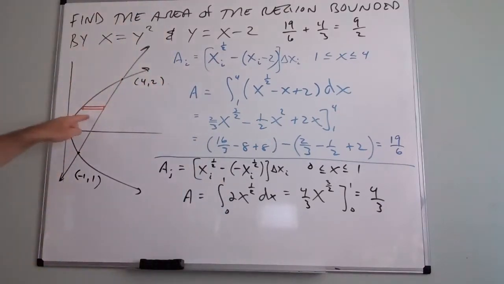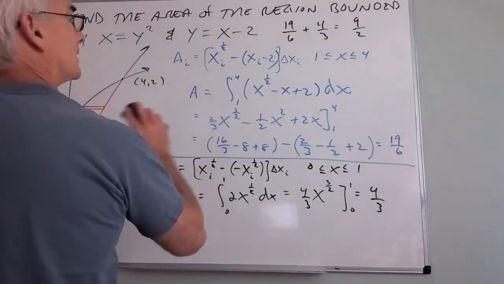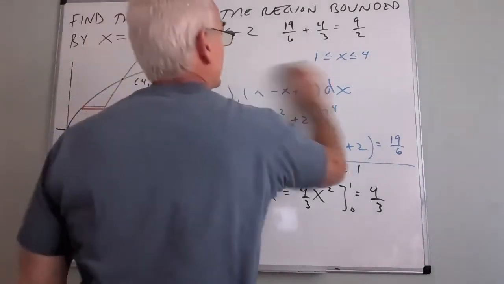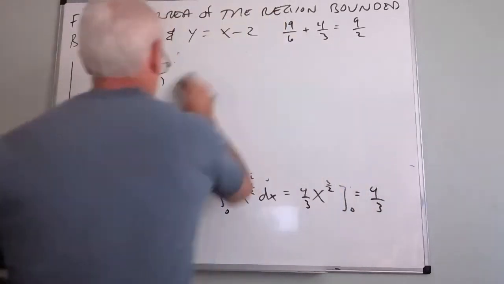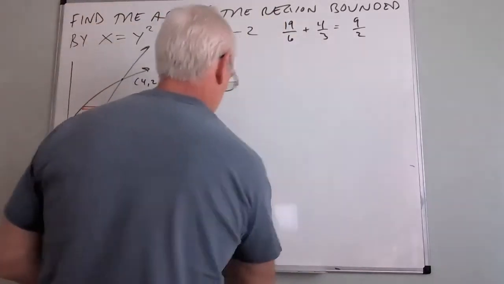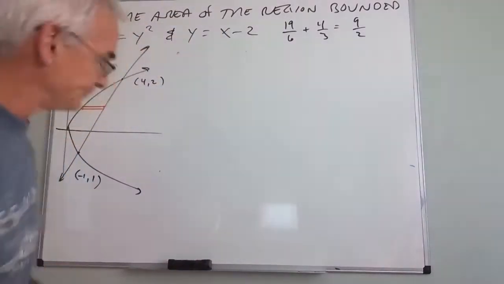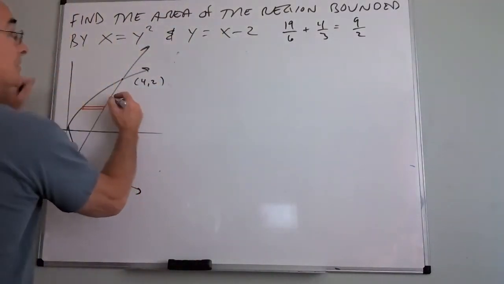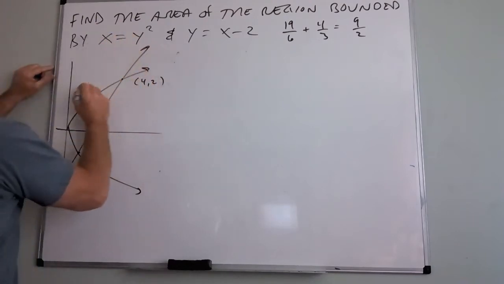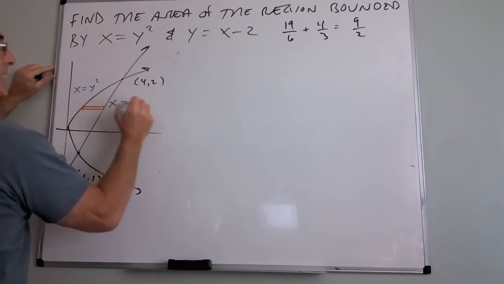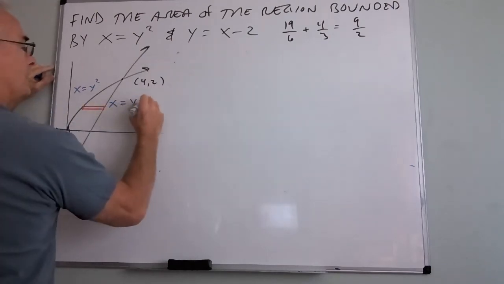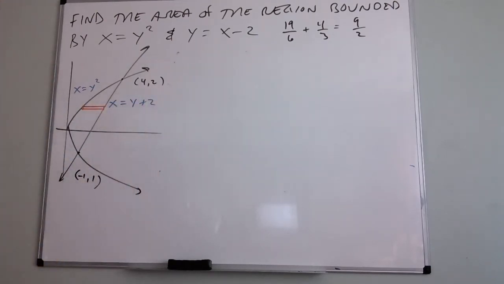So if I do this horizontally, I'm going to go ahead and erase this. I don't need this anymore. Okay, so if I go horizontal here, then this is already x equals y squared. So this would be x equals y plus 2. Because I'm going horizontal, I have to describe both curves as x equals. When I'm going vertical, I have to describe them as y equals.